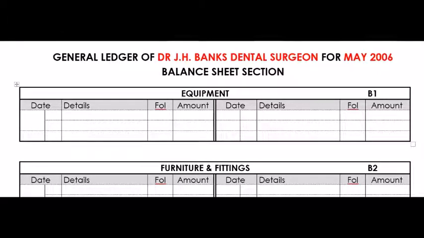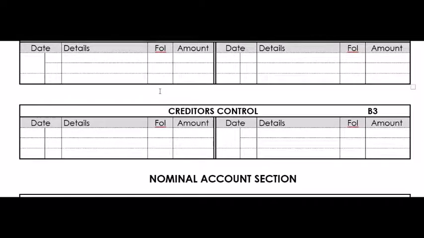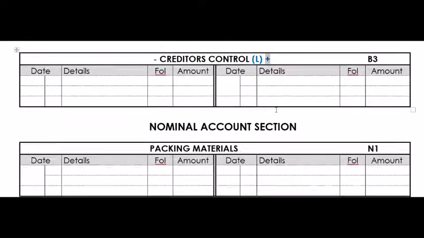Okay, so the first account that we have is equipment. Equipment is an asset, and assets are the A of debit, so they increase on the debit side. Furniture and fittings, balance sheet account number 2, is also an asset that increases on the debit side. Creditors control, however, is not an asset. The account's name means that we owe people money, so it's a liability, and the L of liability is the L of credit. So creditors control actually increases on the credit side. Remember that, because this is a new account.